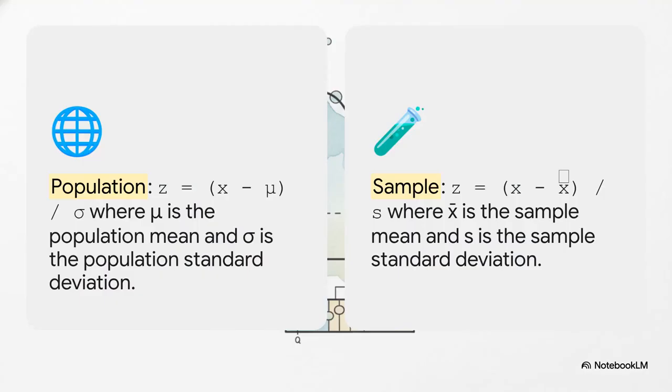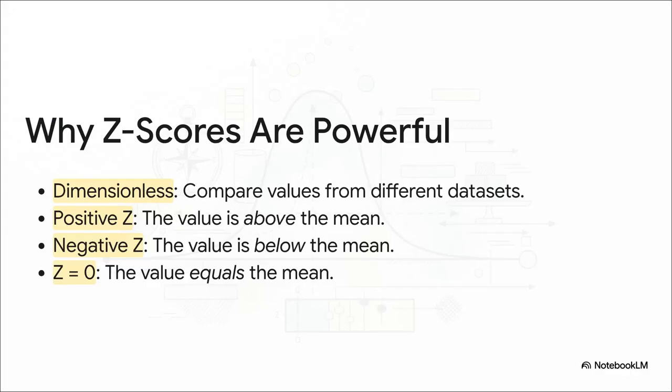Okay, now you're looking at two formulas here, and I know those Greek letters can look a little intense, but don't worry about it. They both do the exact same thing. The one on the left is for when you've got data for an entire population, and the one on the right is for when you're just working with a smaller sample. The core idea, the calculation, is exactly the same for both. And this is why Z-scores are so incredibly powerful. They're what we call dimensionless, which is just a fancy way of saying we can use them to compare literally anything. The rules couldn't be simpler. If you get a positive Z-score, you're above average. A negative score, you're below average. And a Z-score of 0 means you are perfectly smack dab in the middle, average.